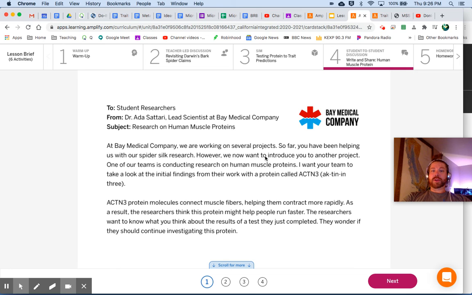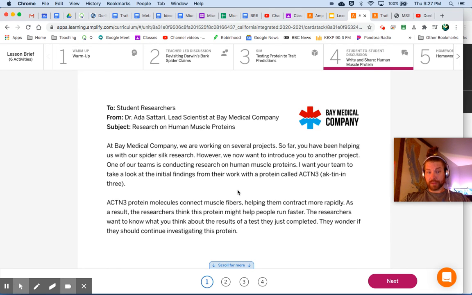Everyone say actinin 3. Actinin 3 protein molecules connect muscle fibers, helping them contract more rapidly. As a result, the researchers think this protein might help people run faster. The researchers want to know what you think about the results of a test they just completed. They wonder if they should continue investigating this protein. Oh, well, this is interesting.